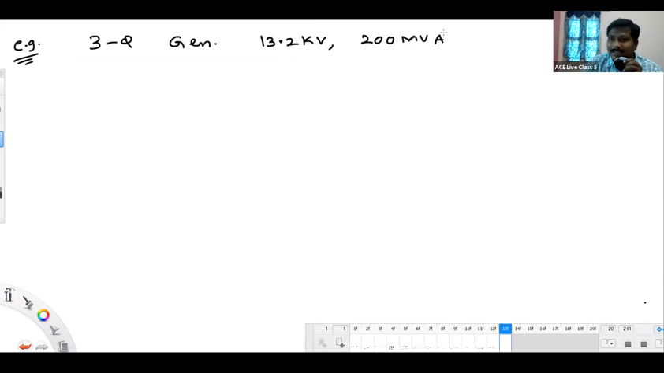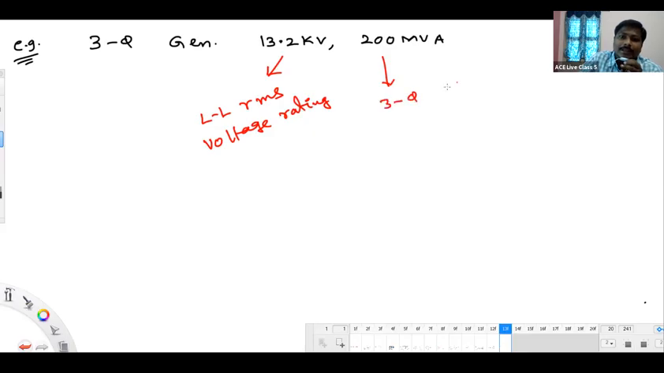That's the meaning here. Ratings are represented in that manner according to flexible usage in the calculations. So it's a line-to-line RMS voltage rating of the generator, and this is the three-phase apparent power rating of the generator. So I think all of you are getting this.